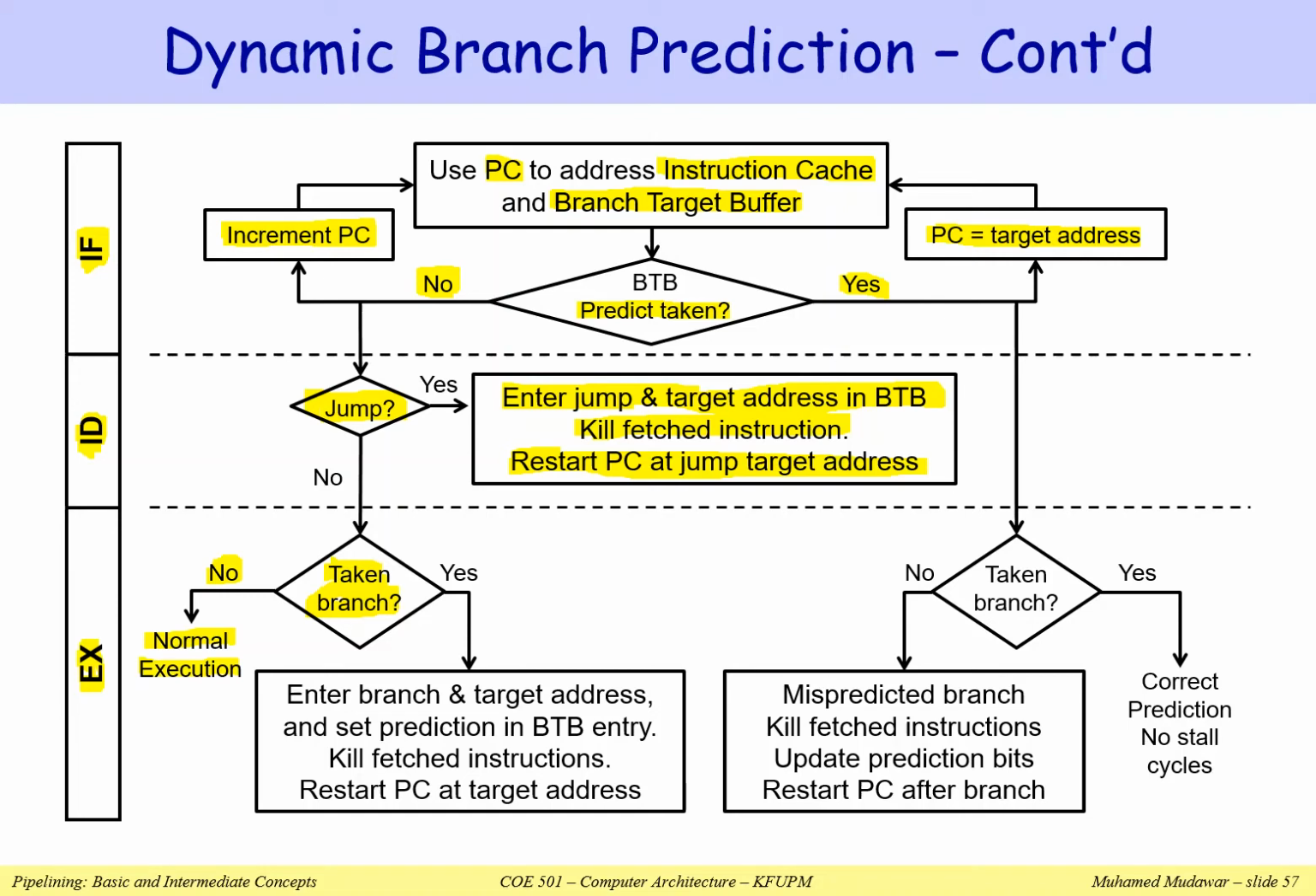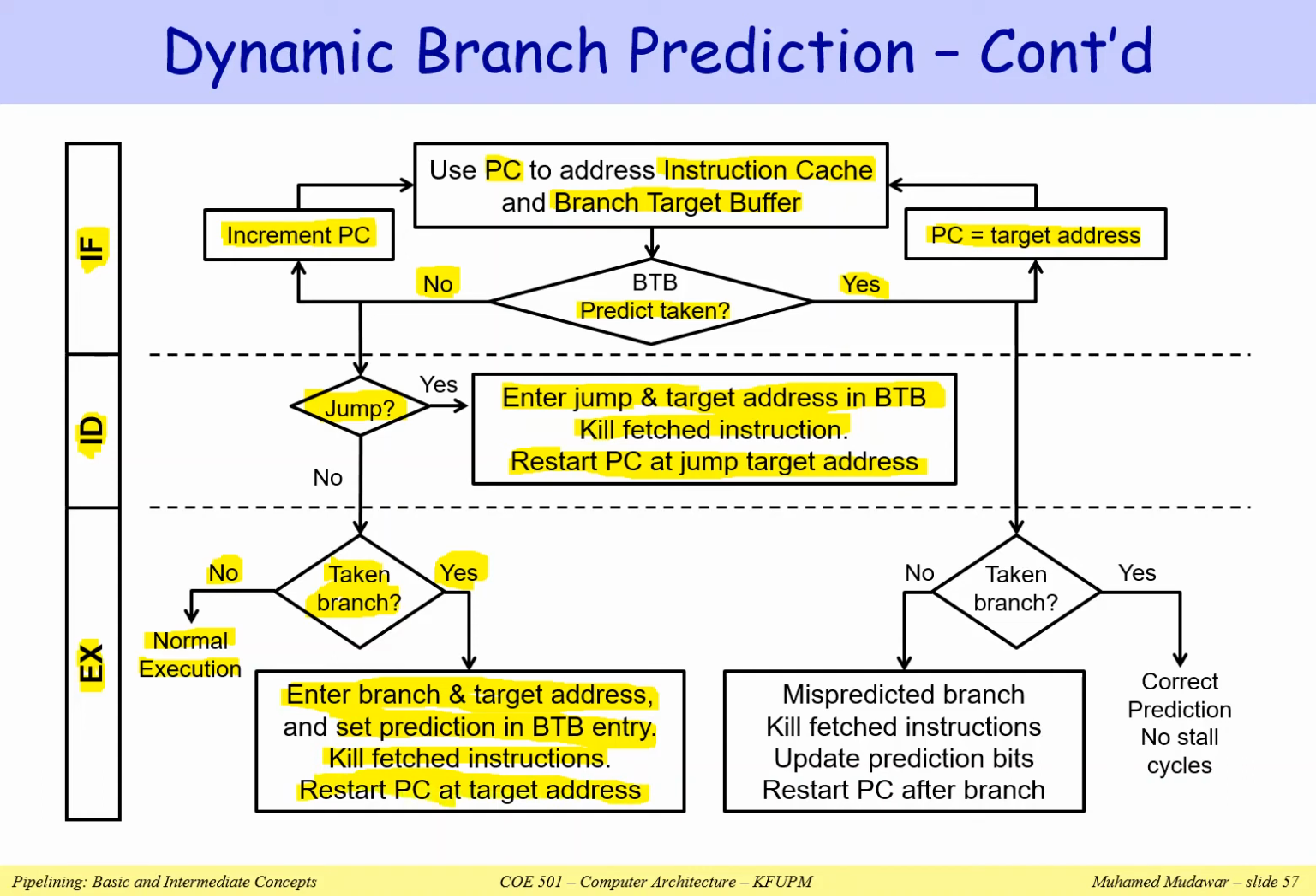Because we have already incremented the PC, we don't really waste any clock cycles when the branch is not taken. However, if the branch is taken, we have to enter an entry in the branch target buffer in case this entry does not exist. So we enter the branch address, we enter also the target address of the branch, and also we set the prediction bit in the branch target buffer entry. We kill the two instructions that were fetched, which are the next two instructions that appear after the branch, and we restart the PC at the target address of the branch.